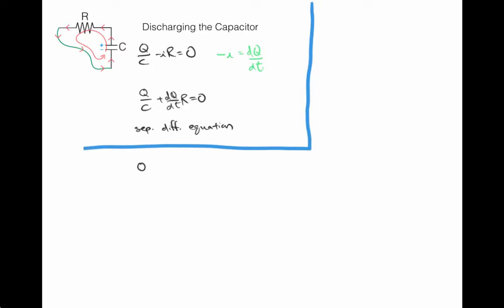Rearranging a bit, I have Q over C equals minus dQ by dt times R. I'll multiply through by C to clear it out of the denominator, and then I'll put minus dt over RC over on the left and collect dQ over Q on the right. The variables are separated, and I'll add some integrals, remembering that I also need to include the constant term.